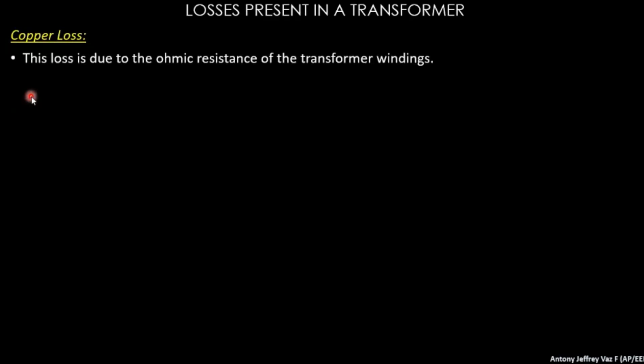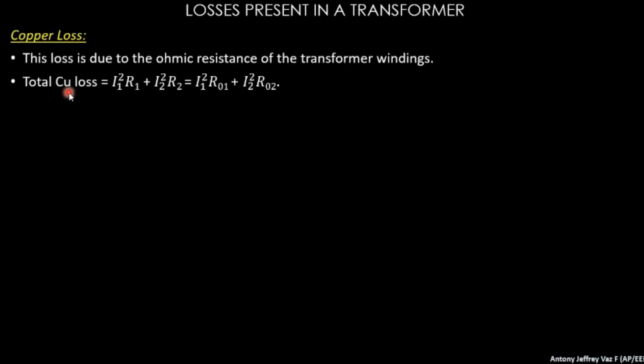Next, you are going to see about copper loss. This loss is due to the ohmic resistance of the transformer winding. You know that all the materials such as copper, aluminum, gold, everything in the world has some amount of resistance present in the metal. When current is passed through this resistance, power is dropped in the windings of the transformer or in the metal through which the current is passed. This loss while the current is passing through the coil or winding or a metal is known as copper loss.